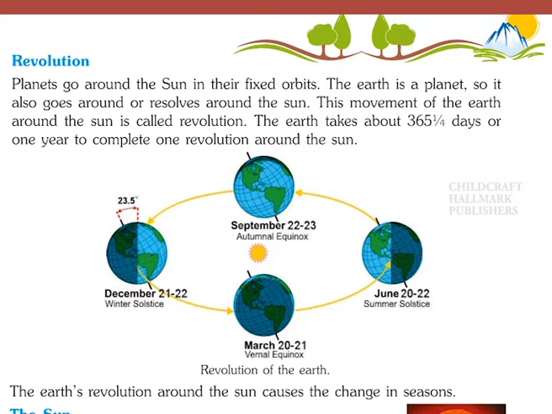Revolution. Planets go around the Sun in their fixed orbits. The Earth is a planet, so it also goes around or revolves around the Sun. This movement of the Earth around the Sun is called revolution. The Earth takes about 365 and a quarter days or 1 year to complete one revolution around the Sun. The Earth's revolution around the Sun causes the change in seasons.